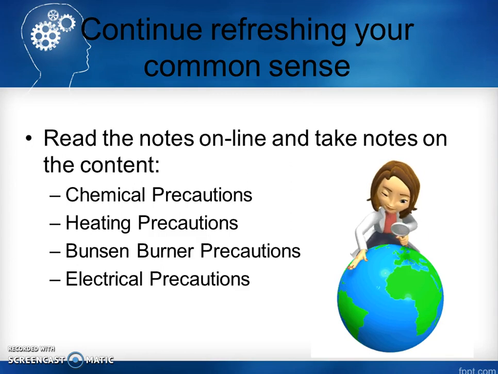Now, what I want you to do now is read the online content. There's a lot of information there. It reviews the WHMIS, it reviews the HHPS, but it also talks about chemical, heating, Bunsen burner, and electrical precautions. So please read through all of those. You've been given some space in your notes to record important details as you go.